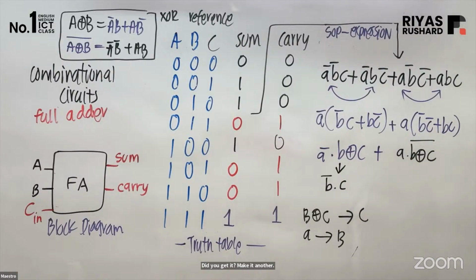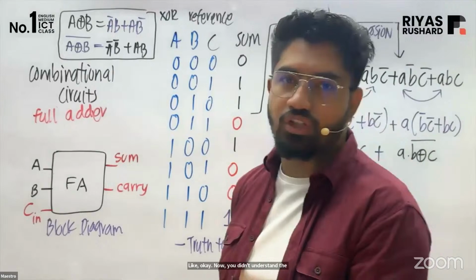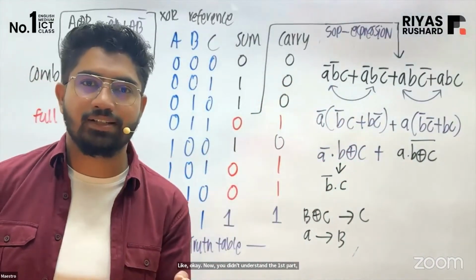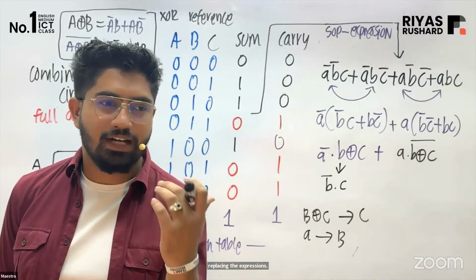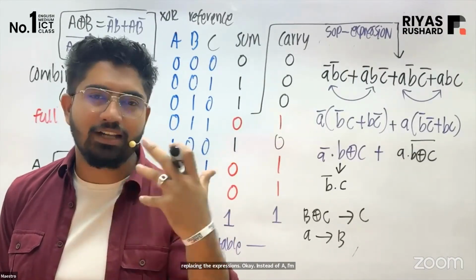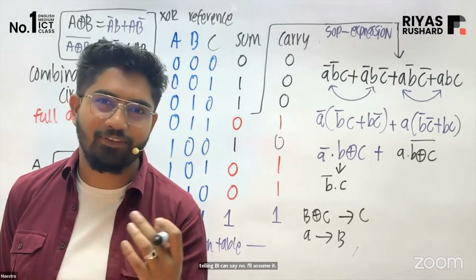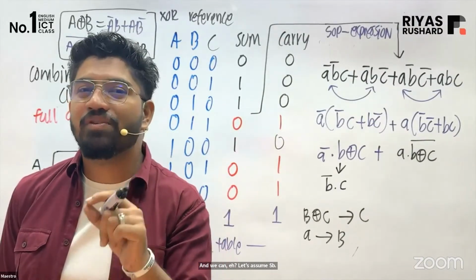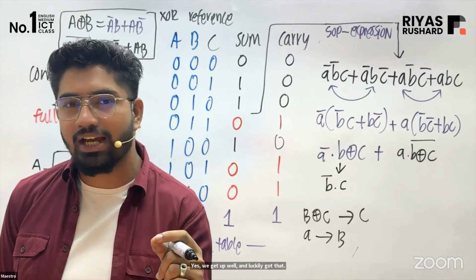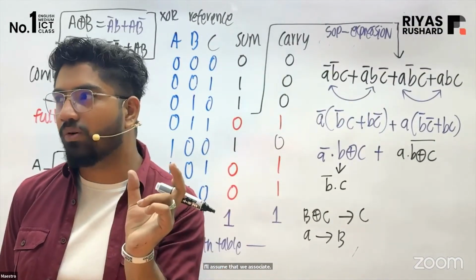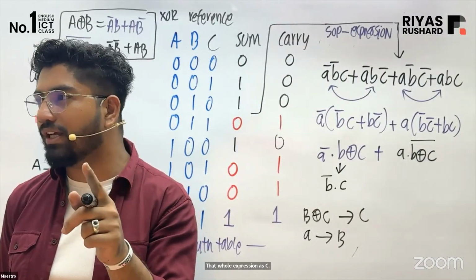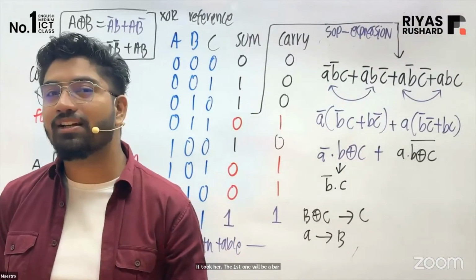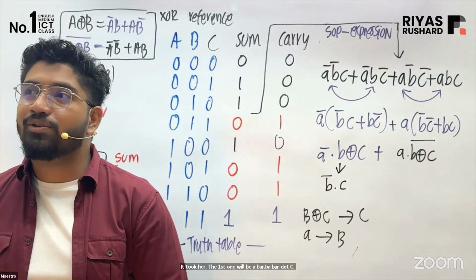Did you all understand this? If you didn't understand the first part which I explained, what I'm doing is replacing the expressions. Instead of A, I'm telling B. I'll assume A as B, and I'll assume BXOC as C, that whole expression as C. Then the first one will be A bar dot B, A bar dot C. Can you tell me the second expression?